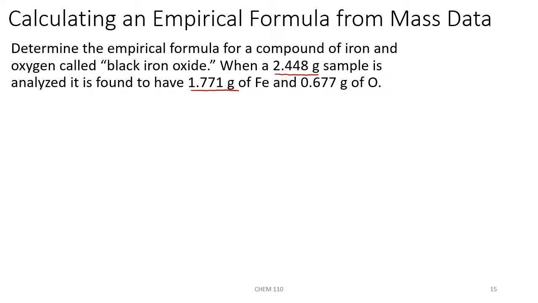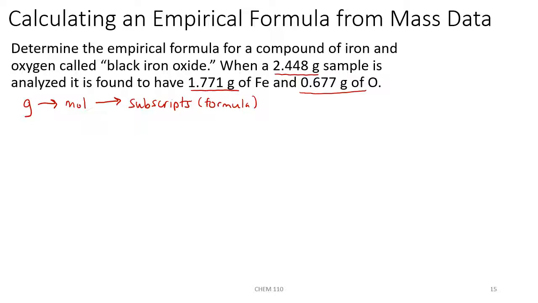Determine the empirical formula for a compound of iron and oxygen called black iron oxide. When a 2.44 gram sample is analyzed, it is found to have 1.771 grams of iron and 0.677 grams of oxygen. So just like before, we're going to take our grams of each element and convert it to moles. We know that our moles will tell us about the subscripts. And we know that we're going to have to figure out the small whole number ratios between those subscripts if we're going to write a formula. We can't have any decimals or fractions in our formula.